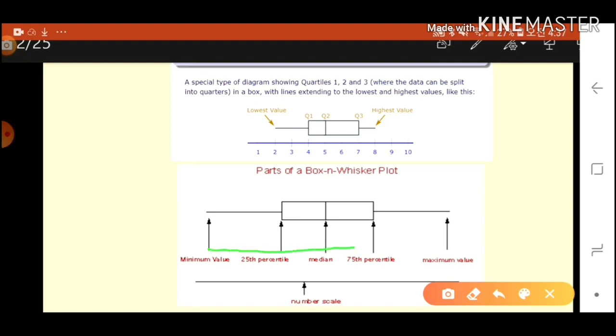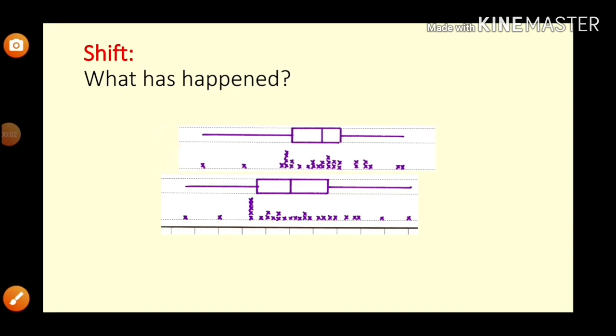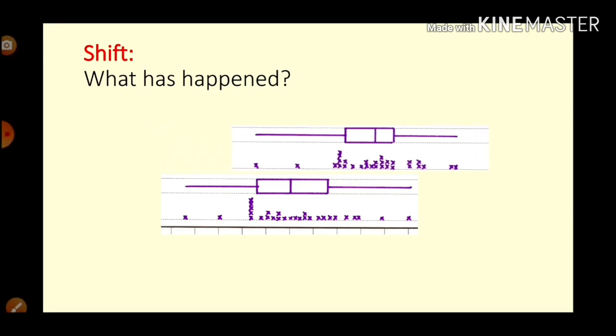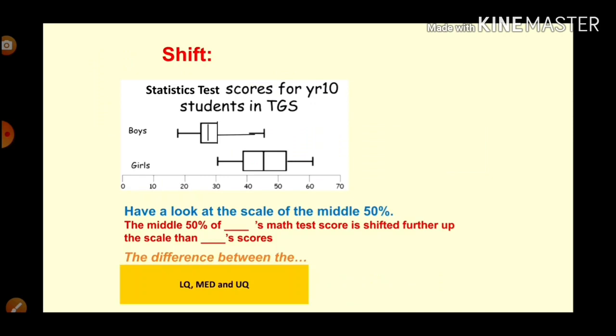Likewise, from there all the way up to here, 25, 25, 25, is the lower 75%, or from there to there, the upper 75%. So we can say it in percentiles. If we look again, the middle 50% of group A is shifted further up the scale than B. This is the statistics test score for Year 10 students in TGS, boys and girls compared on the same scale. Have a look at the middle 50%. The middle 50% of math test scores is shifted further up for which group? Obviously girls. The middle 50% is shifted further up the scale than boys.